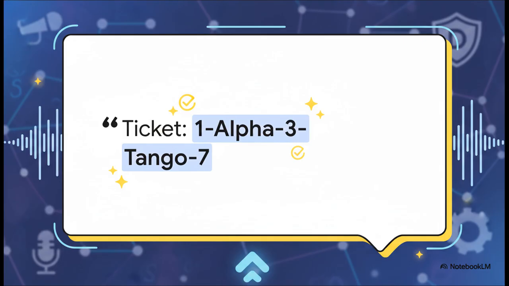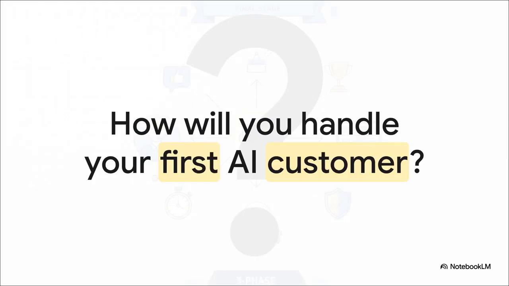Instead of sort of awkwardly struggling to spell out a confirmation code, you can just confidently say, "Your ticket number is 1 Alpha 3 Tango 7." See how smooth that is? It's polished, and it leaves absolutely no room for error. It shows the evaluator, and more importantly, the customer, that you are a highly trained professional who is fully in control of the call.